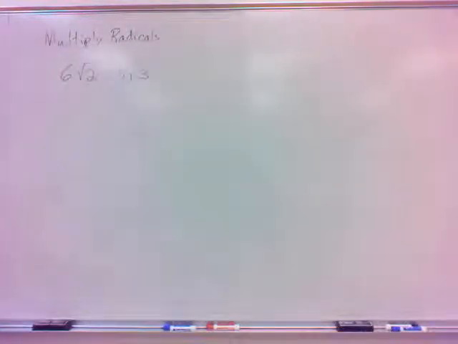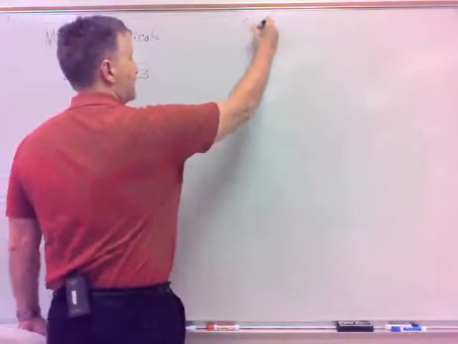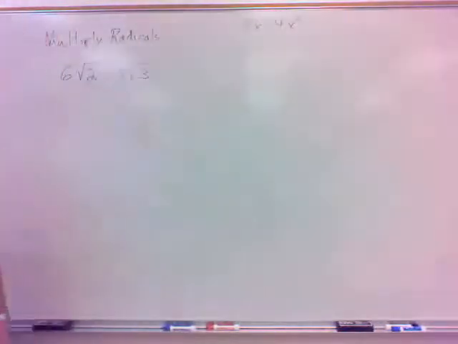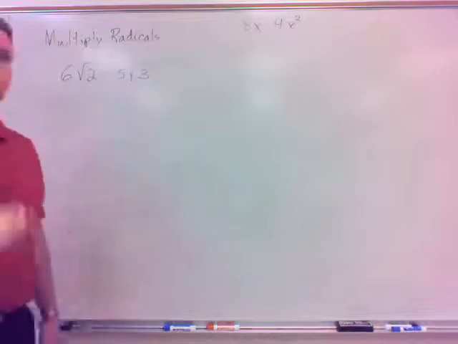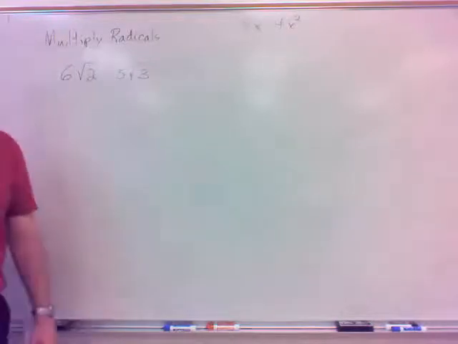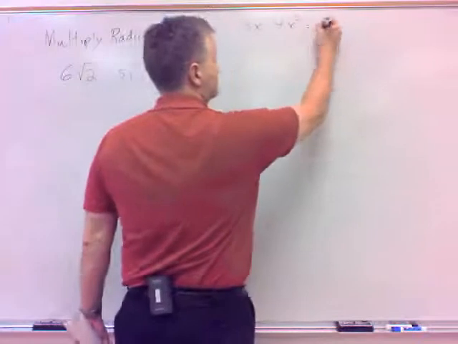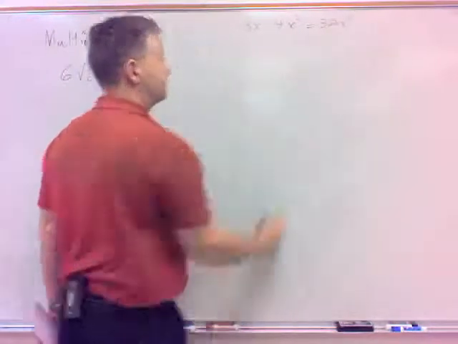Be aware that multiplying is different than adding and subtracting. We can multiply things that aren't like. For example, I can multiply 8x times 4x squared. Even though those aren't like terms, I can multiply them, right? I multiply them, I get 32x to the third. So in multiplying, you don't have to have like radicals. Only on adding and subtracting.